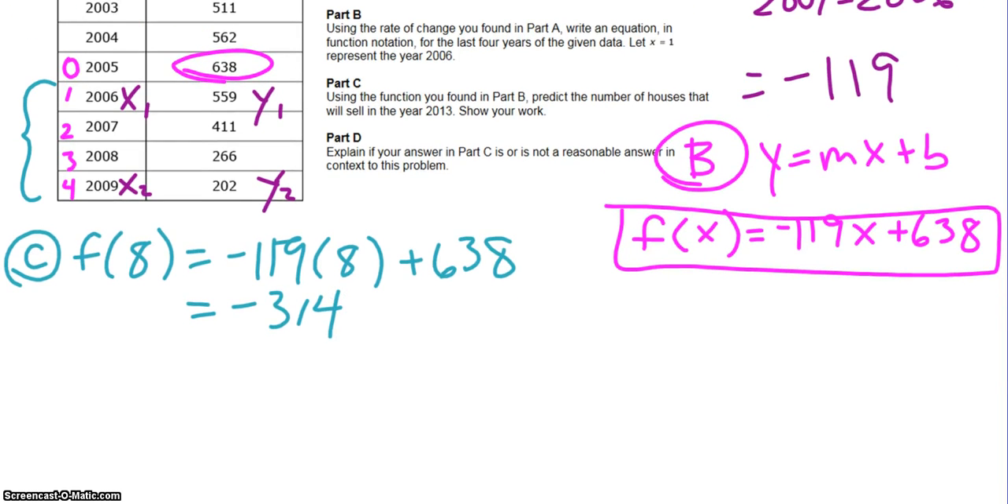And part D says, is this even possible? Is this a reasonable answer? The answer to that is no. You can't sell negative 314,000 houses in a year.